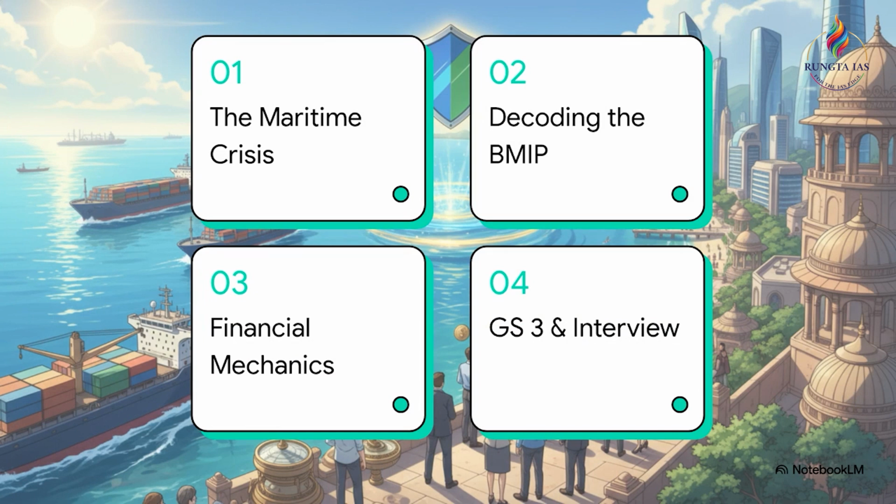Looking at our agenda, we're breaking this down into 4 core pillars. First, the context of the maritime crisis. Second, decoding what the BMIP shield actually is. Third, the financial mechanics and thresholds. And finally, we'll cover how to tackle this for your GS3 and interview strategy. You'll definitely want to structure your mains notes exactly along these lines.